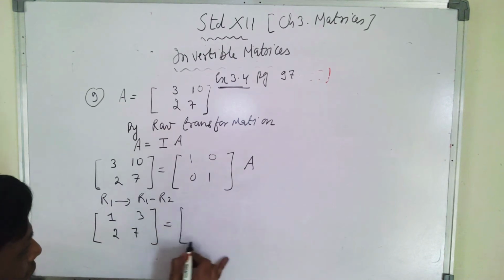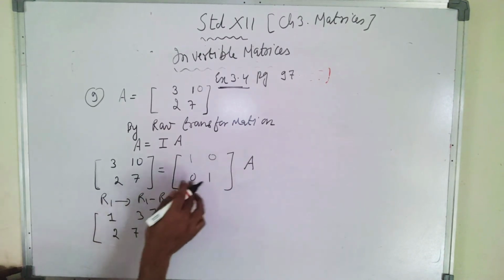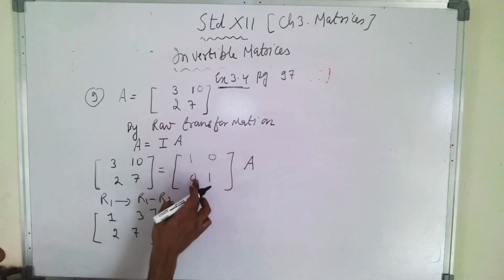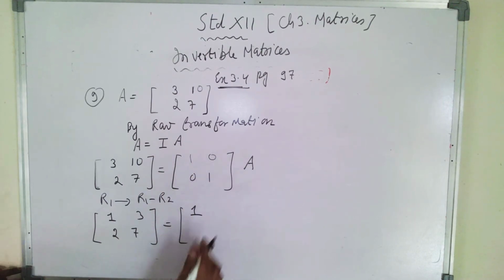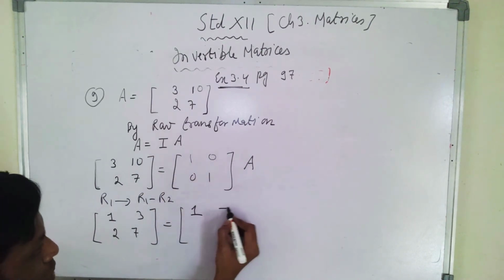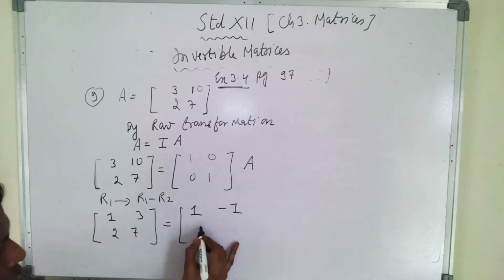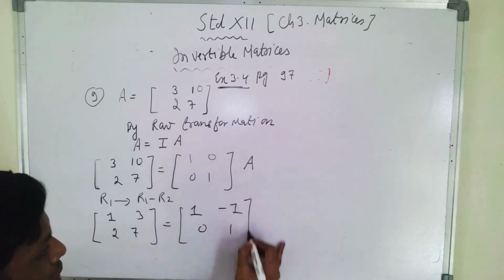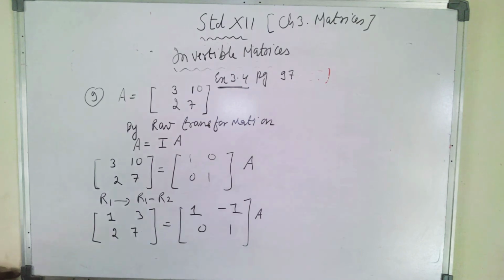Do the same thing here. Whatever you did here will be applicable here also. 1 minus 0 is 1. 0 minus 1 will be minus 1. There is no change in the second row.